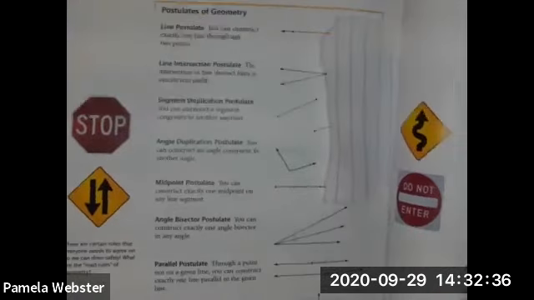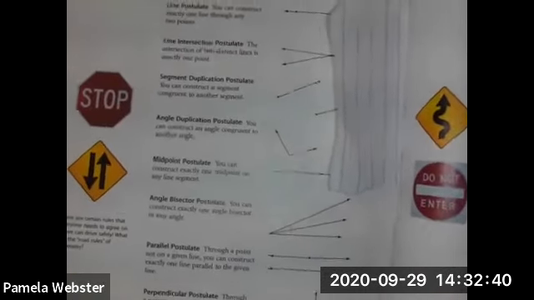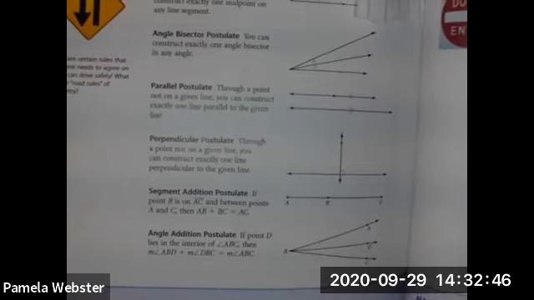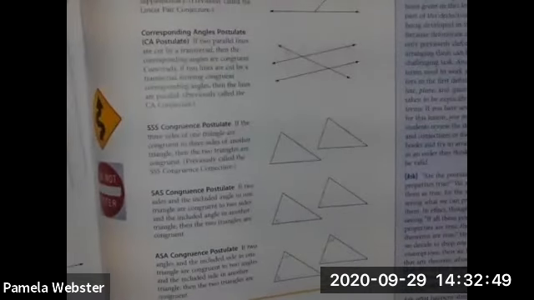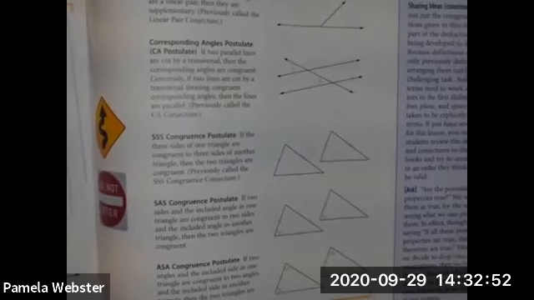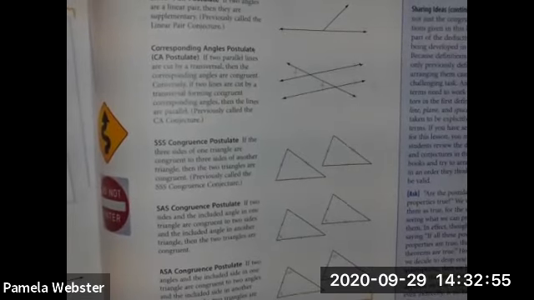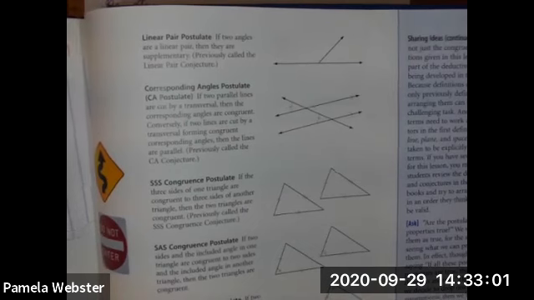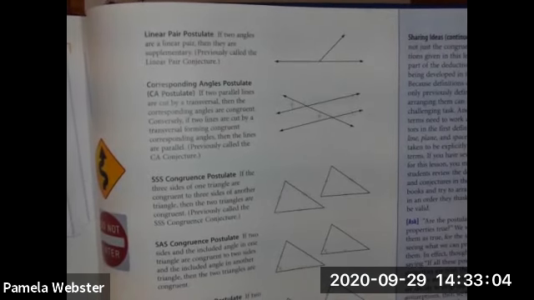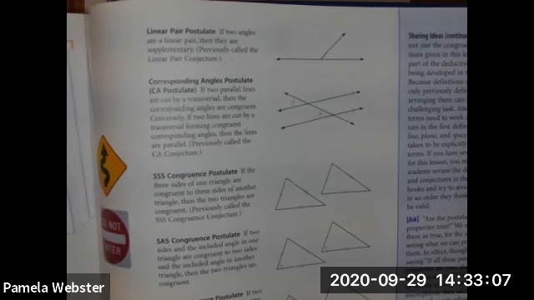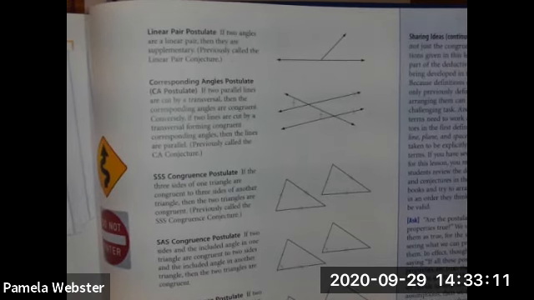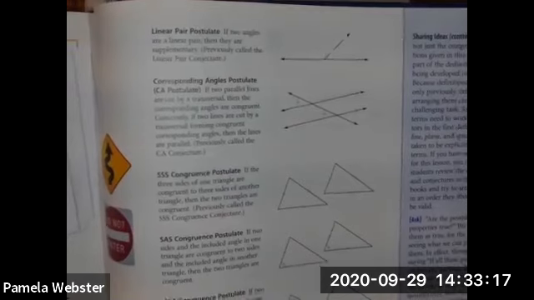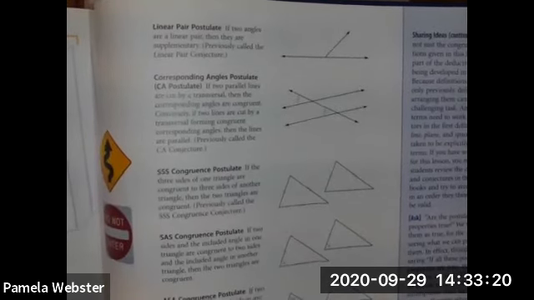As I look through, we've got the angle addition property and the segment addition property. It just says, if I add AB to BC, then I get AC. I see over here on the right-hand side, the corresponding angles postulate. By the way, there's the linear pair postulate, right? We've talked about that one before. So the corresponding angles postulate, we know what it is. If you've got two parallel lines cut by a transversal, then the angles that are in the same position are congruent, right? But they're calling it a postulate. They're not calling it a conjecture.